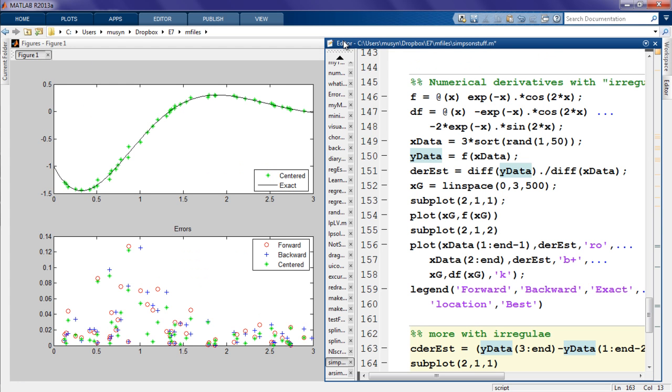Up above is the exact derivative along with the centered estimates. They're not as perfect as they were before. And down below are the errors. Notice that generally the centered errors are a little bit smaller, but things are a little more comparable. Typically the peaks are occurring with the blue pluses and the red circles, the forward and backward estimates, and the centered are a little more accurate.